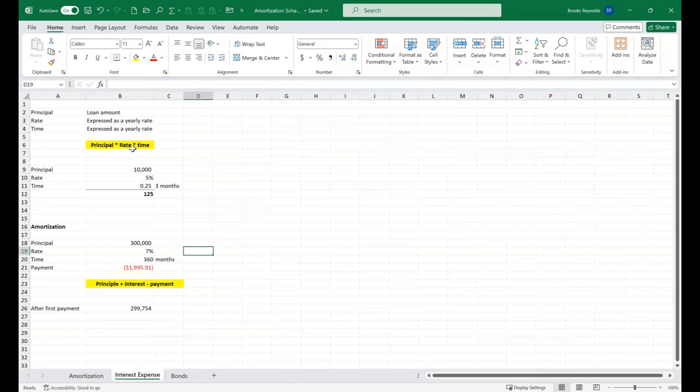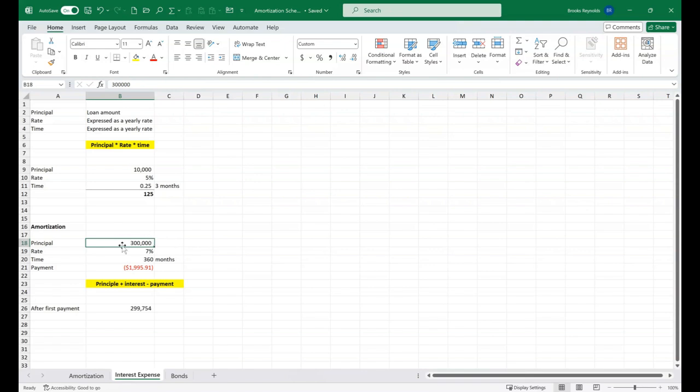Now, interest expense, again, is principal times rate times time. If we have principal of $10,000, our rate is 5%, and it's for 3 months. 3 months is, you can see here, 3 divided by 12. So it's 10,000 times 0.05 times 0.25, so your interest is $125.